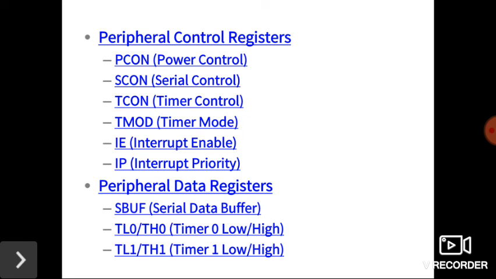Okay, and the next one is TL0, TH0. That means timer 0, L means low and H means high. Timer 0 consists of two SFRs, that is TL0 and TH0. TL0 is the lower byte and TH0 is the higher byte, and together they form the 16-bit timer 0 register. Then the next one is TL1 and TH1. These are timer 1 low and high. So these also hold the lower and higher bytes of timer 1.